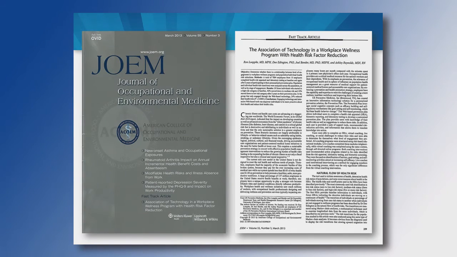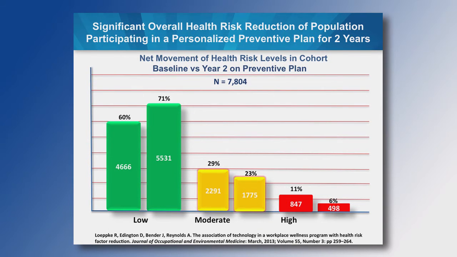We have examples in the literature that talk about evidence-based population health management. This is an example of a study I was able to do with Dr. Eddington and others. We analyzed the health risk assessments, blood test screening results, blood pressure, weight measured at baseline and after 2 years of a workplace wellness personalized preventive plan. We were able to show that there was a net movement out of the high-risk segment of the population, out of the moderate risk, and into lower health risk category.